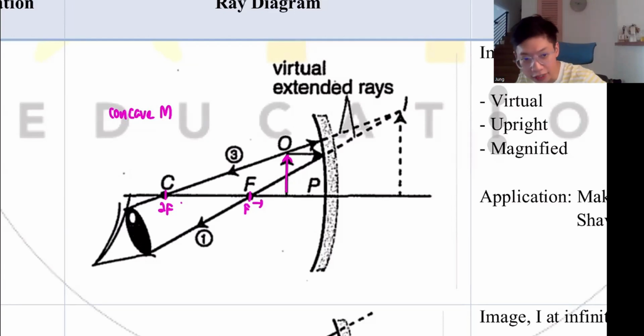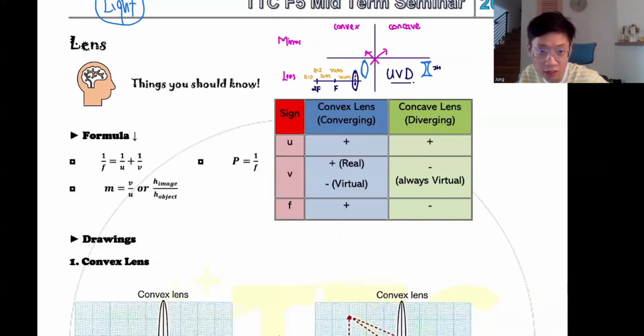Okay, now done already. Let's look at some calculation. Okay, I'll give you the headache part. Can we just look at page 11? Okay, this one.